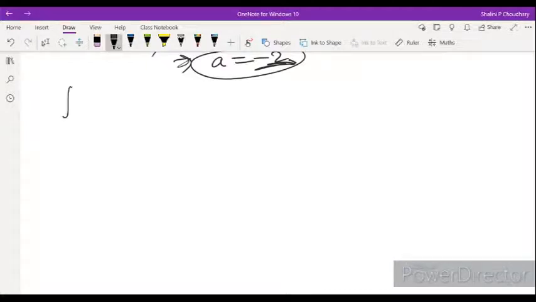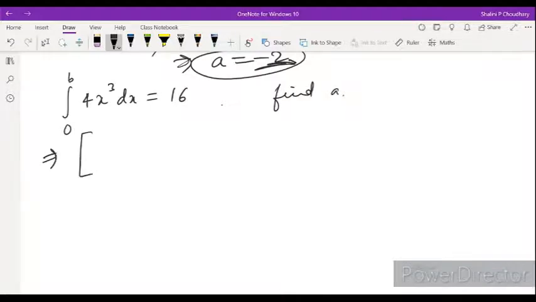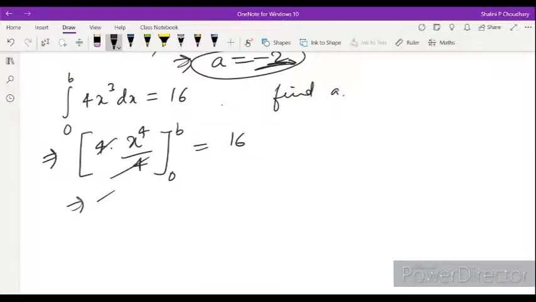If we have the integral from 0 to b of 4x cube dx equal to 16, then you have to find out the value of a. So it will be 4 into x to the power 3, which becomes x to the power 4. We have to increase the power by one and divide by the same power.